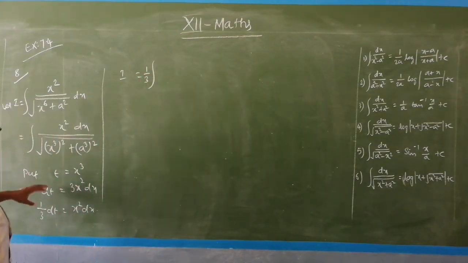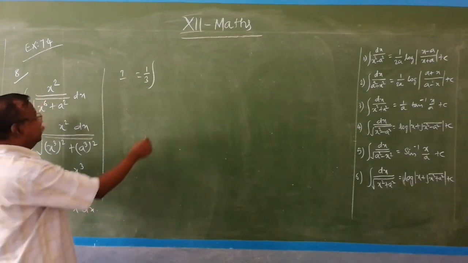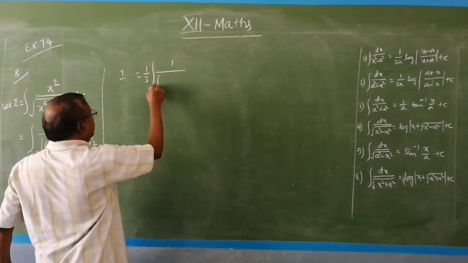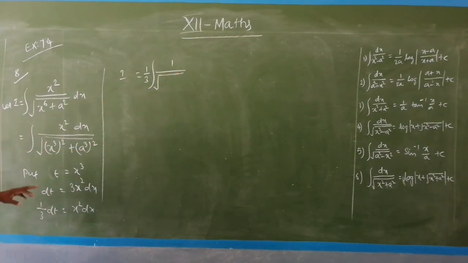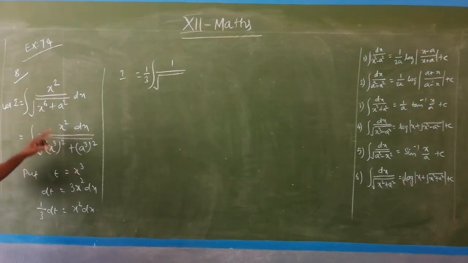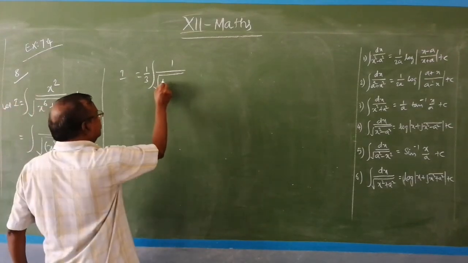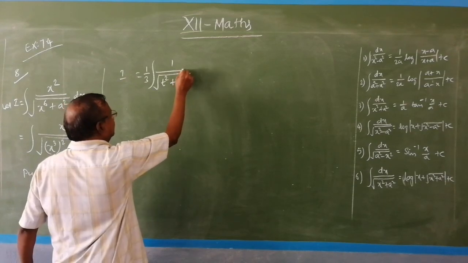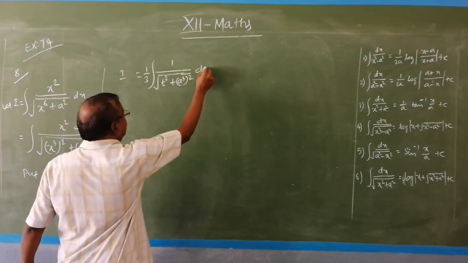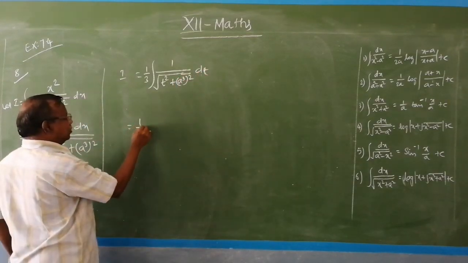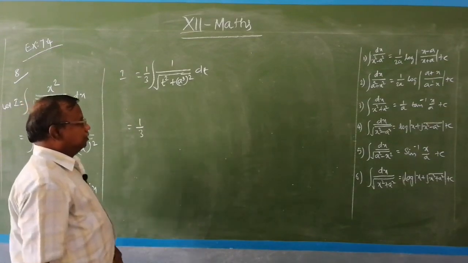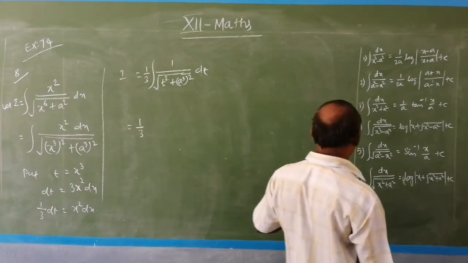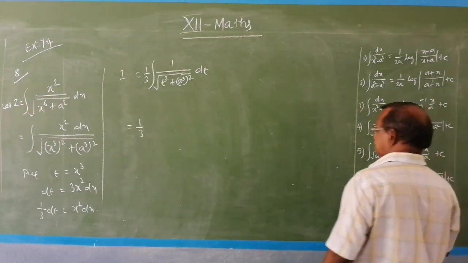So in between that the function becomes 1 by root of x cube equal to t, means x power 6 equal to t square. So this is t square plus a cube the whole square into dt, which is equal to 1 by 3 into, so we have the last formula.